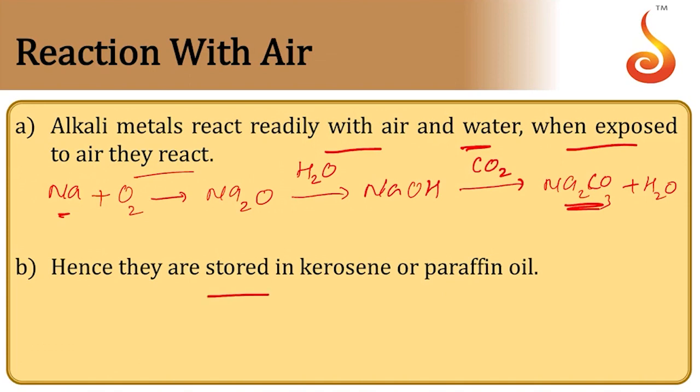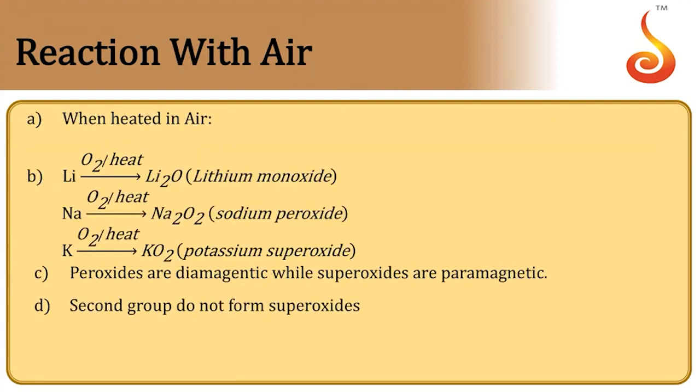Therefore, the metals are not stable when exposed to air. Hence they are stored in inert solvents, something like kerosene and paraffin wax. They react when exposed to air, and finally you get their carbonates. Therefore, they are stored in inert solvents. This is the reaction happening when exposed to air.